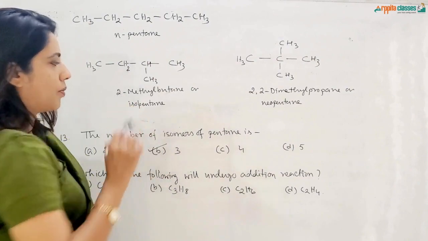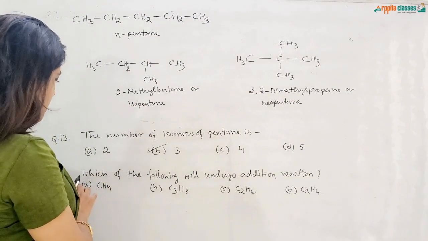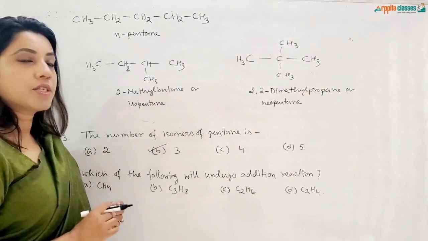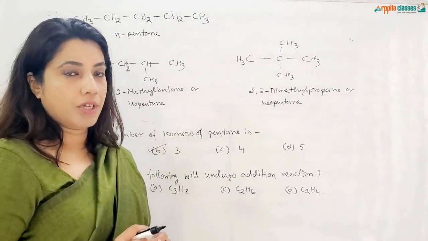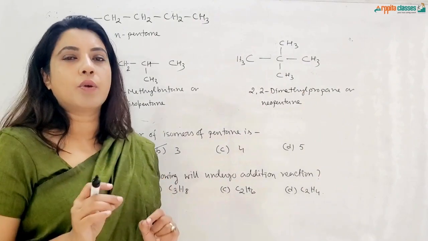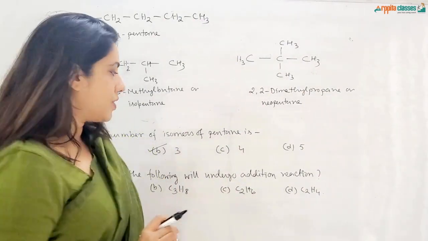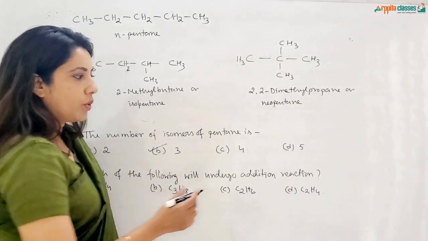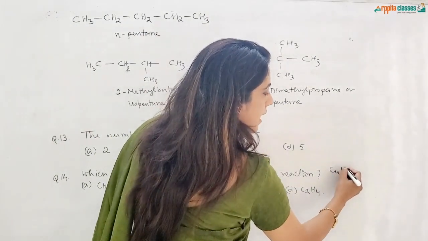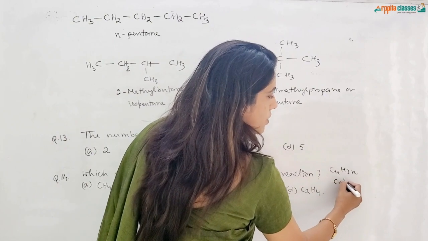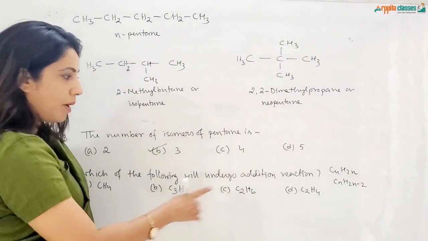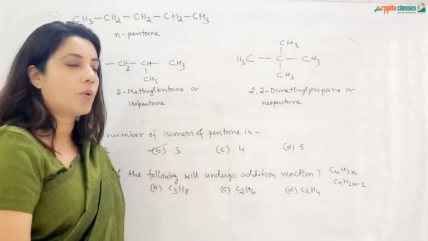So this is option B. Next question is, which of the following will undergo addition reaction? We know that unsaturated hydrocarbons undergo addition reactions. So here we need to find out which one is an unsaturated hydrocarbon. It will have the formula CnH2n, that is alkene, or CnH2n minus 2. Any compound with this general formula will undergo addition reaction.